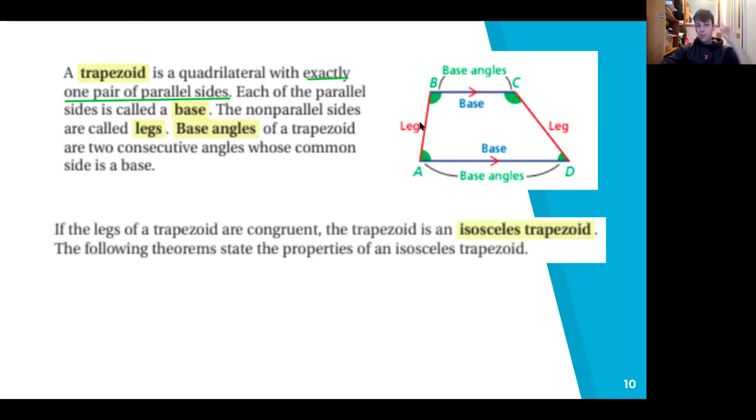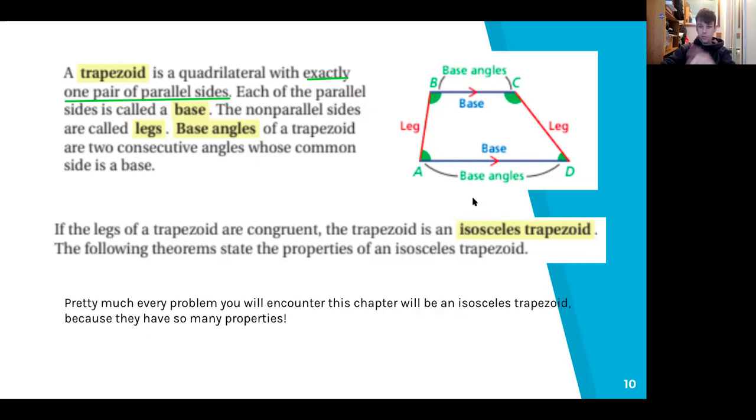One thing, if the legs of our trapezoid are equal, we actually call this a special name. We call it an isosceles trapezoid. Trapezoids have a lot more properties if they are isosceles. So we're going to spend more time talking about isosceles, but we'll look at trapezoids first.